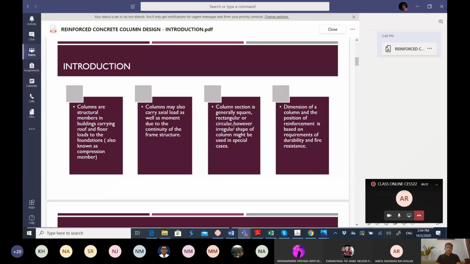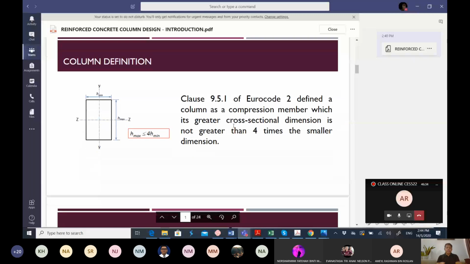Okay, next is still on the definition. Clause 9.5.1 of Eurocode 2 defines a column as a compression member whose greater cross-sectional dimension is not greater than 4 times the smaller dimension. So this means that your h maximum, the dimension, should be less than 4 h minimum.